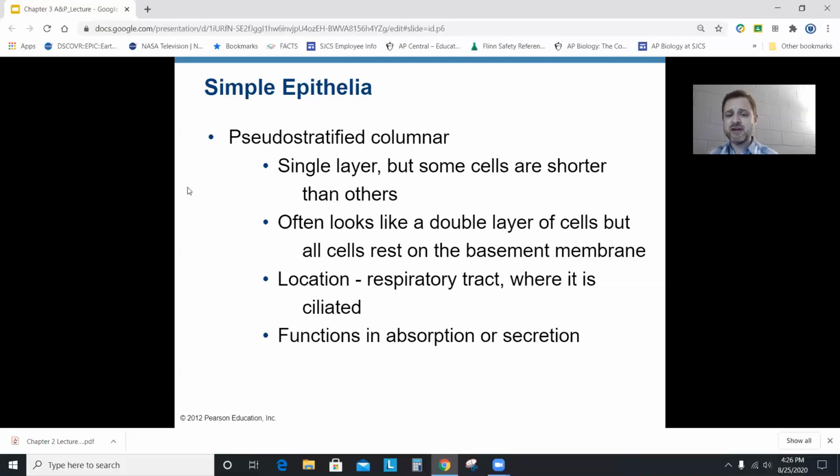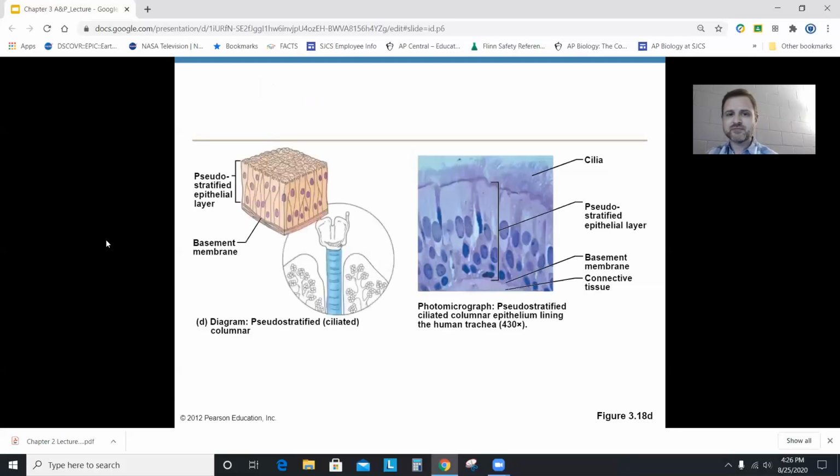You find these often in your respiratory tract, where they can be ciliated, having little cilia, and they function again in absorption or secretion. Here I have a picture. These are the ones in your trachea, and you can see I have these cells that are ciliated. See the cilia? It looks like it's more than one cell layer, but it's actually just one. Some of them are just shorter than others.